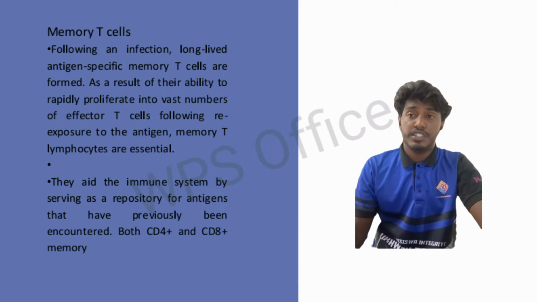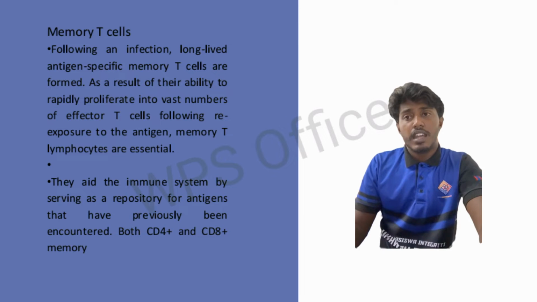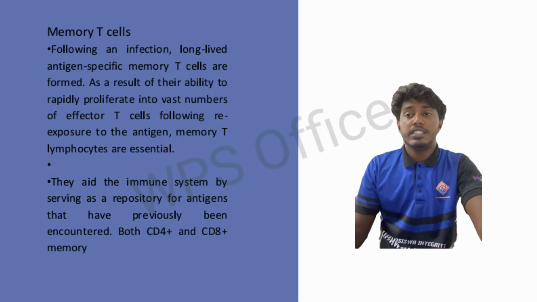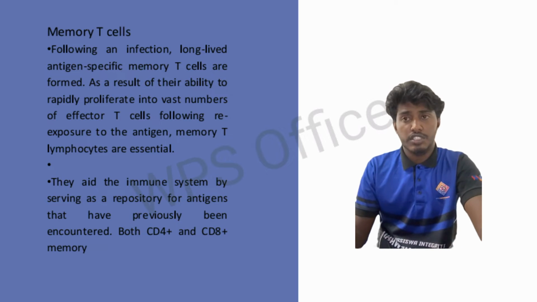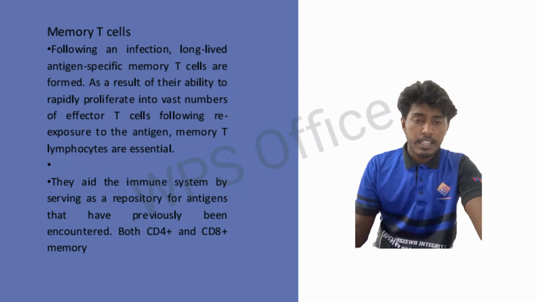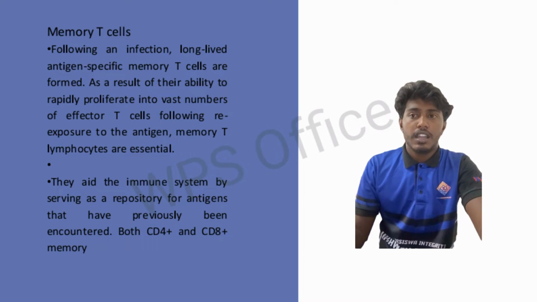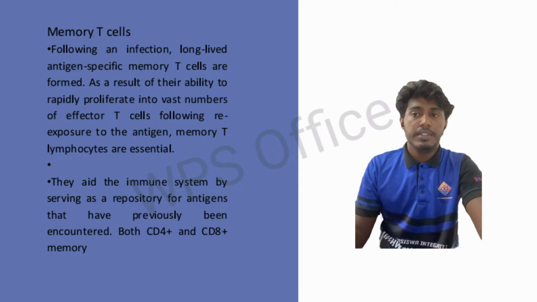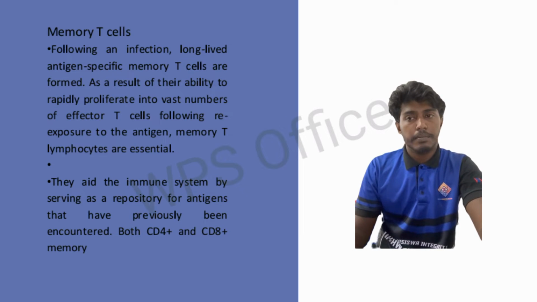Following an infection, long-lived antigen-specific memory T cells are formed. As a result, they can rapidly proliferate into vast numbers of effector T cells following re-exposure to the antigen. Memory T lymphocytes aid the immune system by serving as the repository of antigens that have previously been encountered. Both CD4 plus and CD8 plus cells have memory T cells.